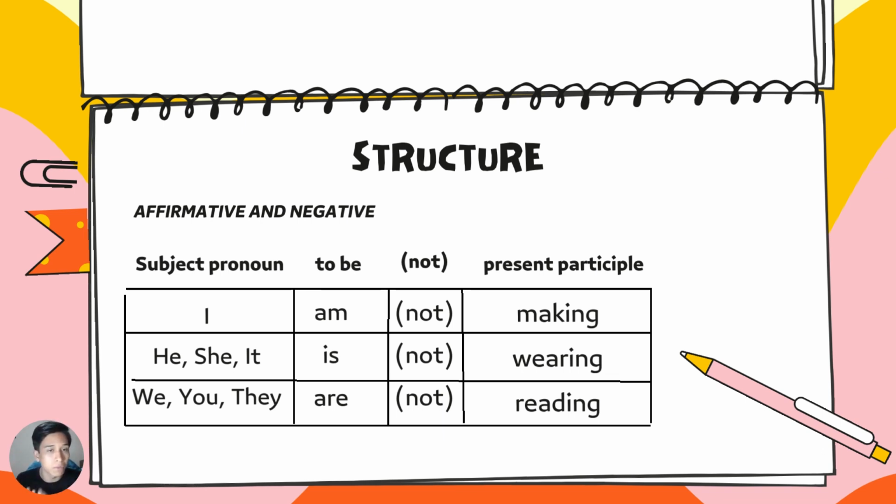So it will be: I am making any task. He is wearing shoes. We are reading an article. I am not making any task. He is not wearing a t-shirt. We are not reading the newspaper.